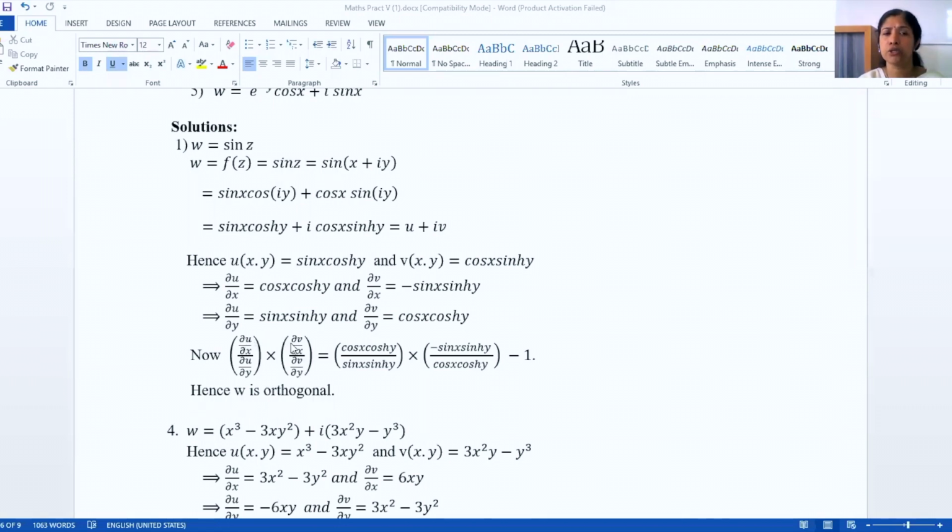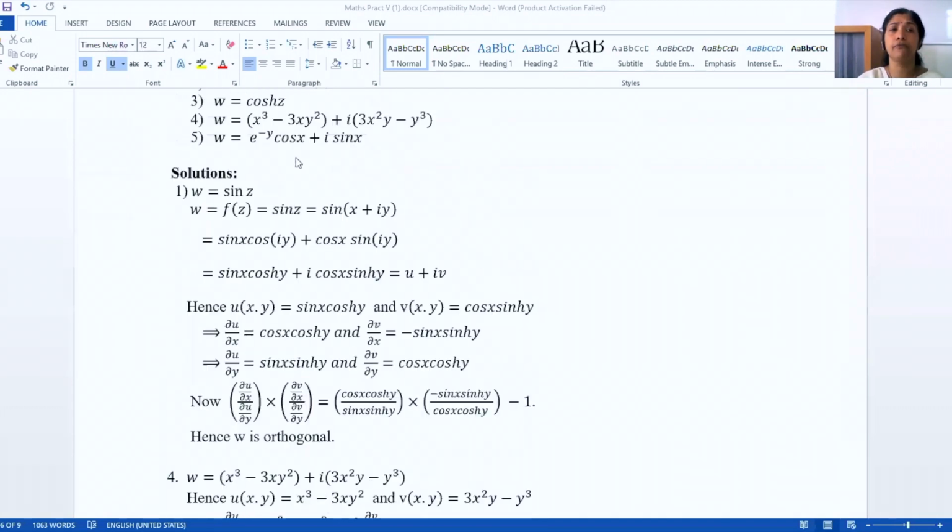Now multiply these two. Put all the values shown above, and you can very well see here, it will all get cancelled and you will get -1. So when the product of the slopes is equal to -1, the two curves are orthogonal to each other. So this is a question where we had the question in terms of z.